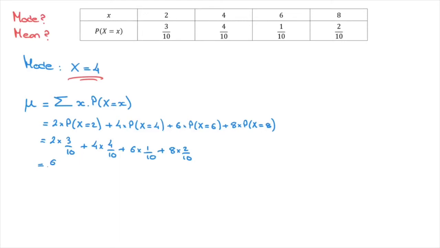That's equal to 6 over 10 plus 16 over 10 plus 6 over 10 plus 16 over 10. And adding all of those together, we find that that's equal to 44 over 10. And we can write our final answer as mu is equal to 4.4. And we're done. We've just calculated the mean of this discrete random variable. But now, it's very important to know how to interpret this result. In other words, what does a mean of 4.4 actually mean?